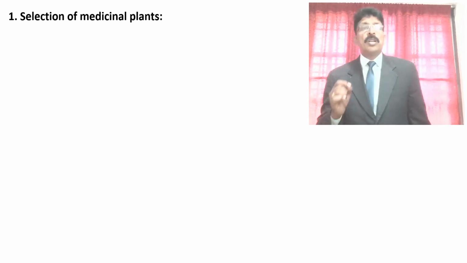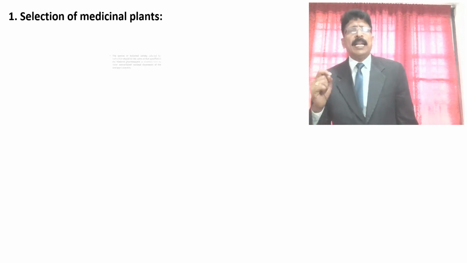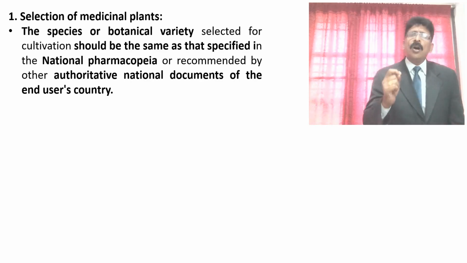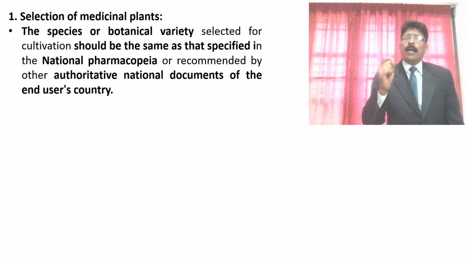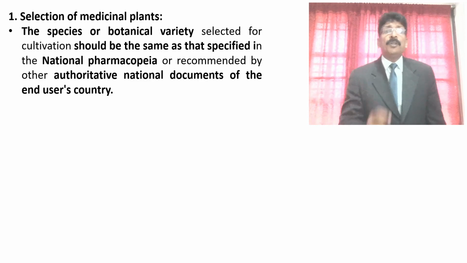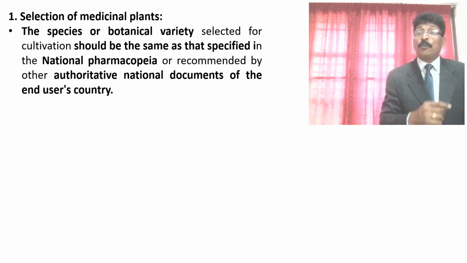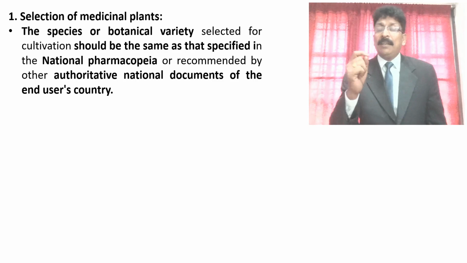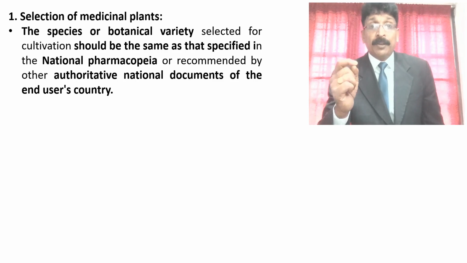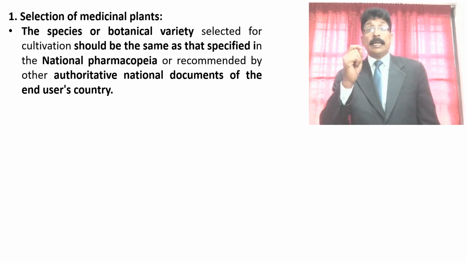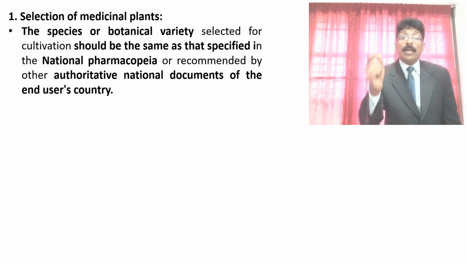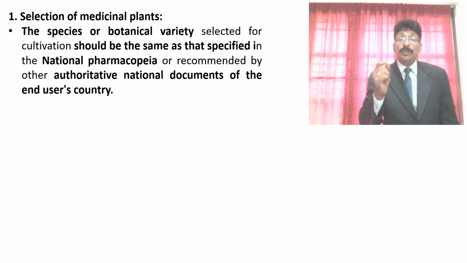So number 1, selection of medicinal plants. Any student can write: the species or botanical variety selected for cultivation should be the same as specified in the national pharmacopeia, because you need the standard which is given by the pharmacopeia of the particular country or recommended by other authoritative national documents of the end user's country.